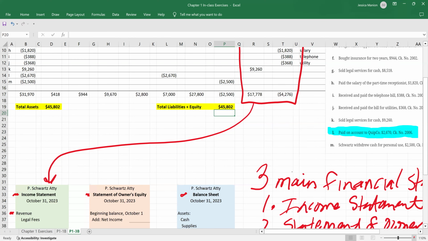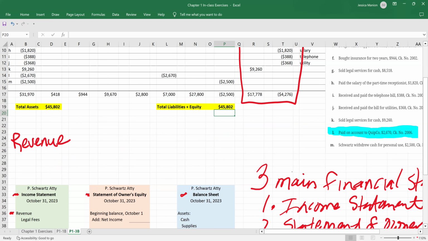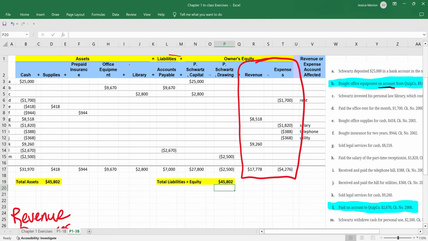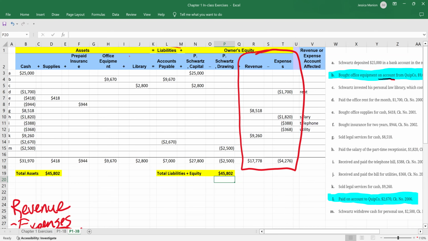And so our formula for this income statement, just like I said a moment ago, we take our revenue minus expenses, and that equals net income. Revenue minus expenses equals net income. So that's our formula. And again, we've got those accounts up here. We've got that information up here.